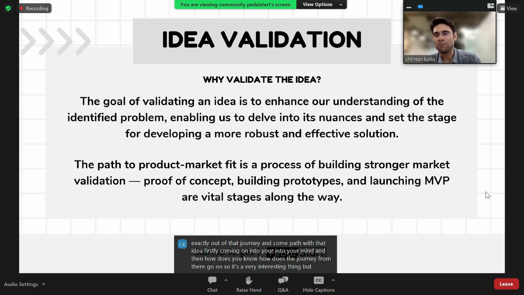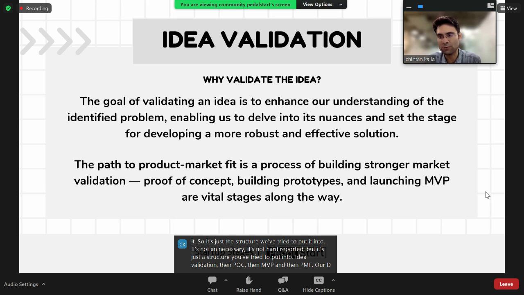But primarily, as Monish said, there are four steps to it. It's just the structure we have tried to put it into. It's not hard coded, but it's just a structure we've tried to put in. Idea validation, then POC, then MVP, and then PMF. What exactly these are is something which we will try to make you understand.